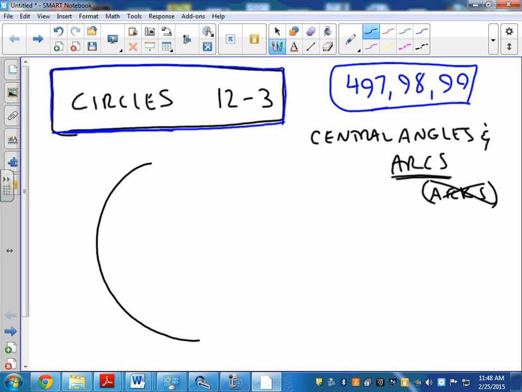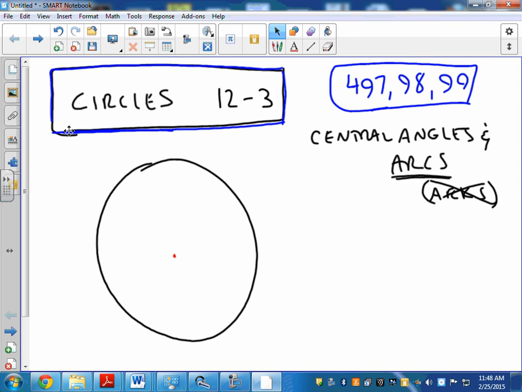Now remember, the circle is the set of points equidistant from the center. So the circle is the entire black part. If we look at a portion of the circle that is exactly half of it, I'm going to draw a diameter here. And then this blue section is called a semicircle.